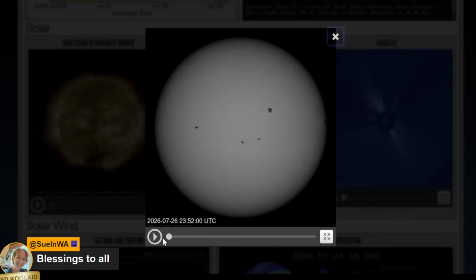Okay, this is just a black and white version. It's a magnetogram. So as we're rolling through this, look what's coming right here. Check this out. Check out this sunspot over here. I'm not sure if you guys can appreciate the size of that, but it's huge.